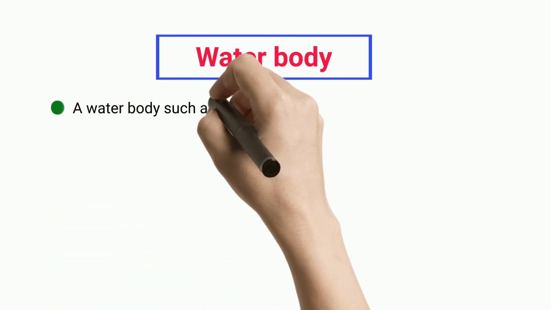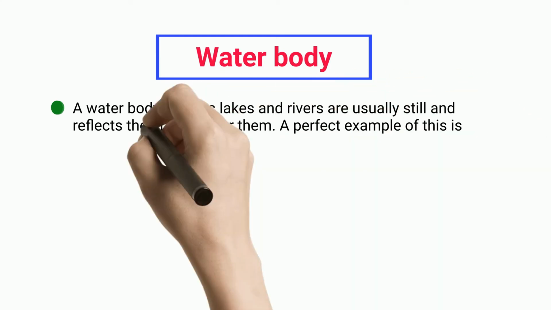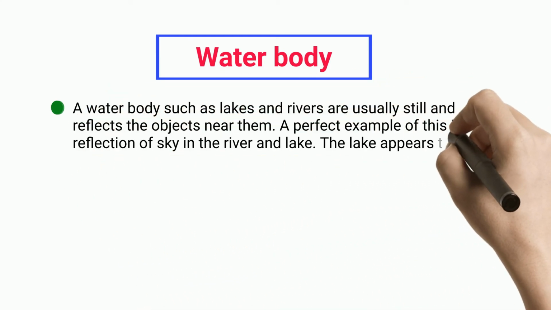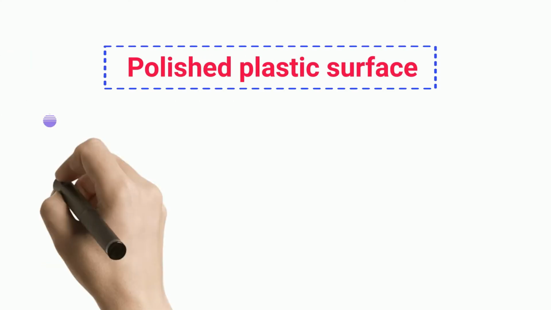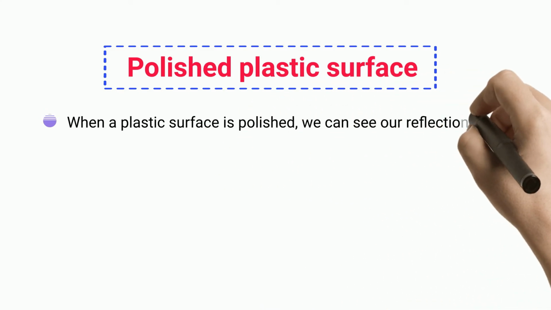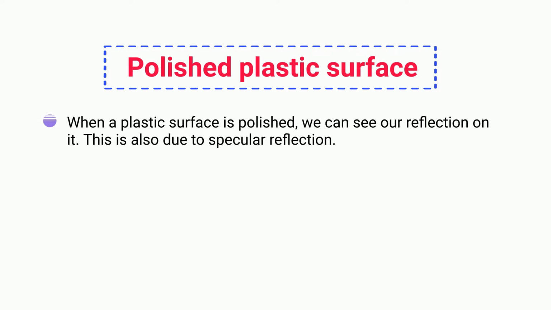Water body. Water bodies such as lakes and rivers are usually still and reflect the objects near them. A perfect example of this is the reflection of sky in the river and lake. The lake appears to be blue because of reflection of the sky. Polished plastic surface. When a plastic surface is polished, we can see our reflection on it. This is also due to specular reflection.